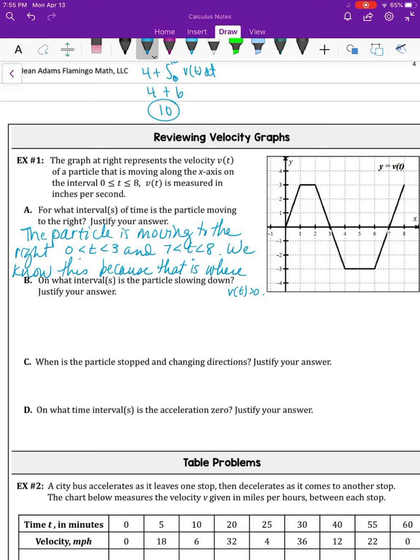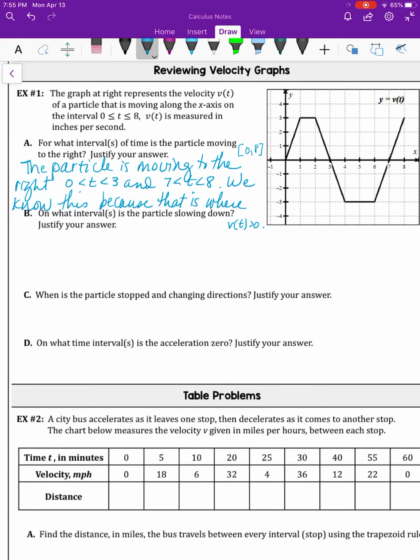You probably technically should have put moving to the right on the time interval from 0 to 8, at times 0 to 3 and 7 to 8. So you probably should have put that time interval from 0 to 8 in there. Okay, on what interval is the particle slowing down? Justify your answer.